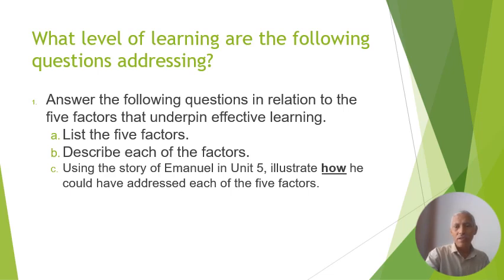Describe each of the factors. This will be again level 1. They are just describing what it is. They're not explaining, they're not summarizing, they're just describing to you what it is. For the most part, that would be first level, knowledge. Using the story of Emmanuel in Unit 5, illustrate how he could have addressed each of the 5 factors. This would mostly be the application part of it.